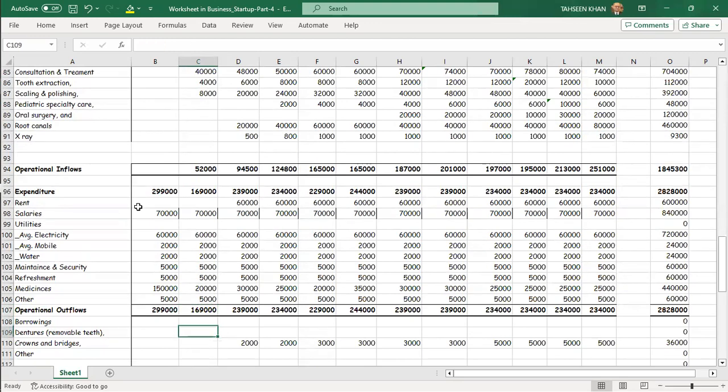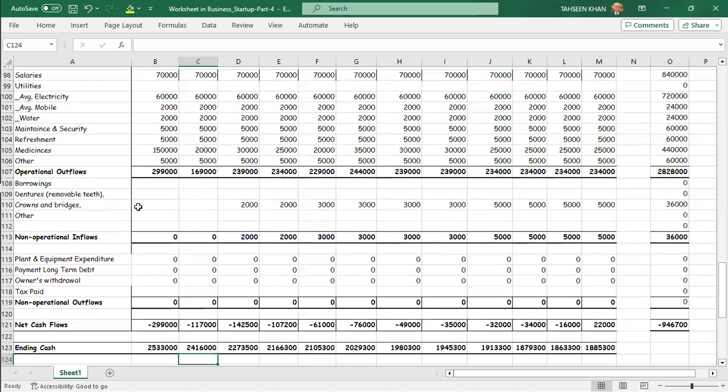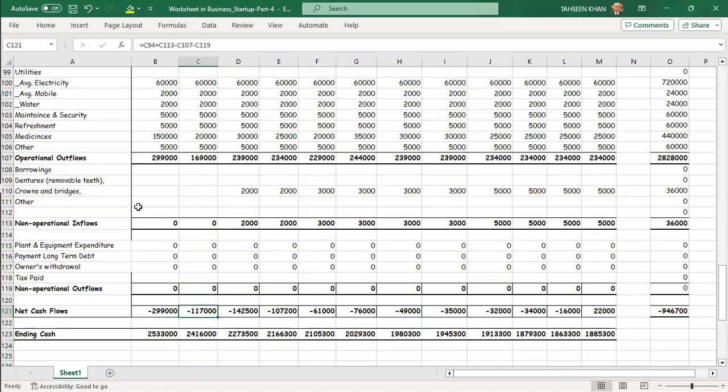For the first month, we are facing a loss of 299,000, because during the first month we were not operational. We were only busy with the setup of our business. So we bore the total expenditures without having any revenue.